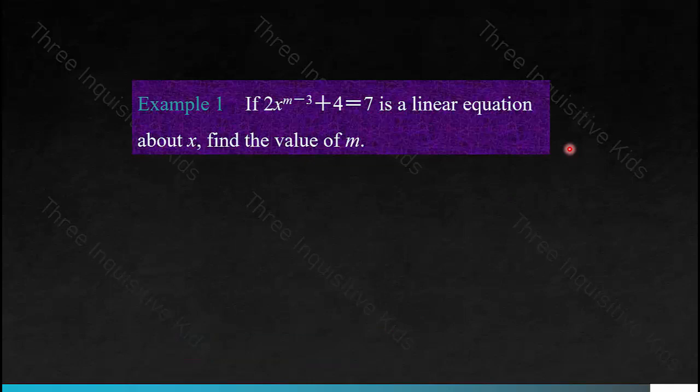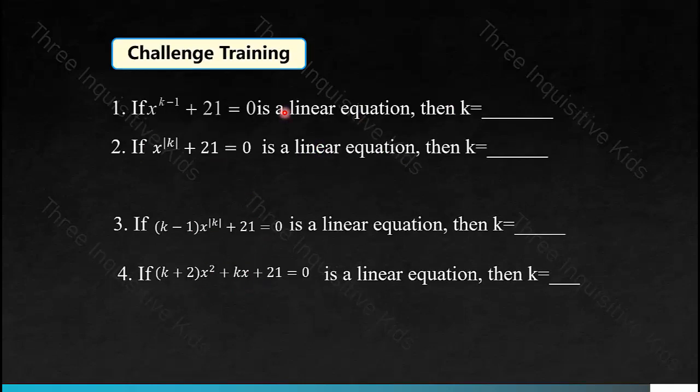Let's do some practice. If 2x to the m minus 3 power plus 4 is equal to 7 is a linear equation about x, so meaning x is the variable here, what is the value of m? So let me walk you through. Because we know it's a linear equation, let's look at the definition of the linear equation. You can always flip back to your notes that you took earlier. It says that the variable has to have an index of 1, meaning that the index of x has to be 1. Therefore, m minus 3 has to be equal to 1. So m is equal to 4.